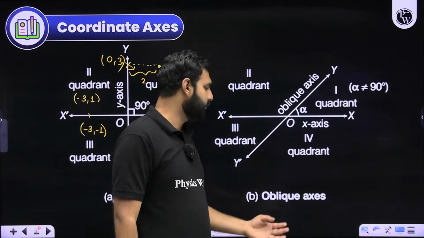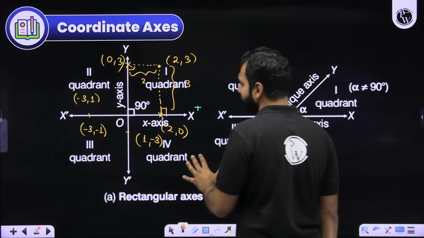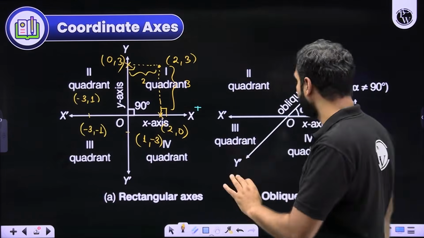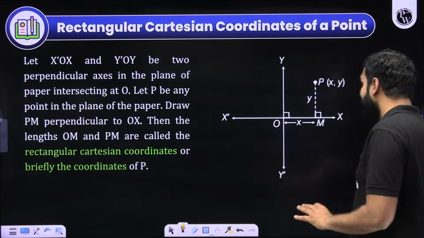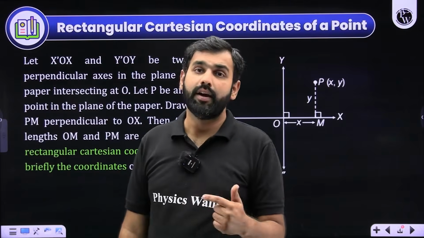Oblique system is also there, but as of now, let us restrict our discussion to the rectangular system, and that is what we'll be dealing with in this particular chapter. So I hope the very basic details which you must already be aware of have been revised. Now let us move to the next part.